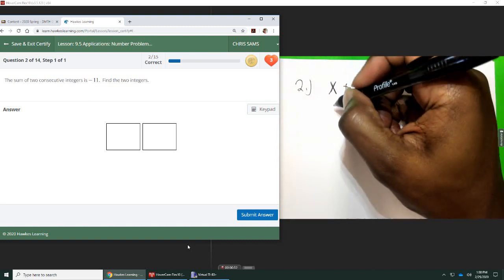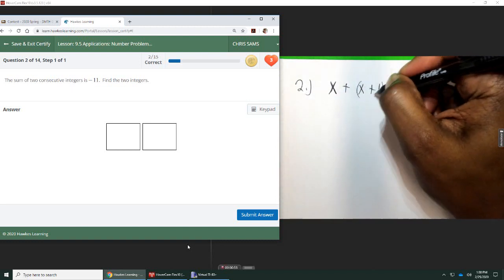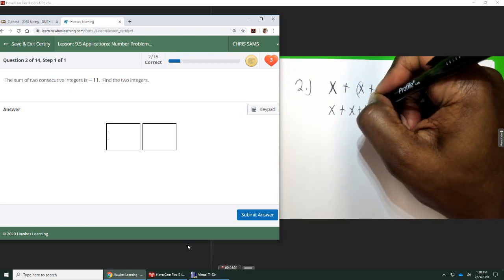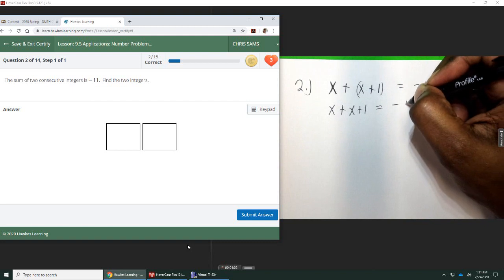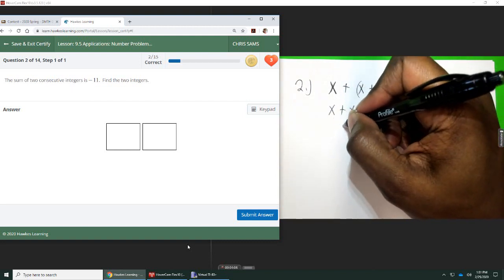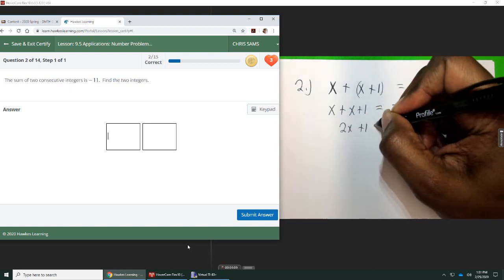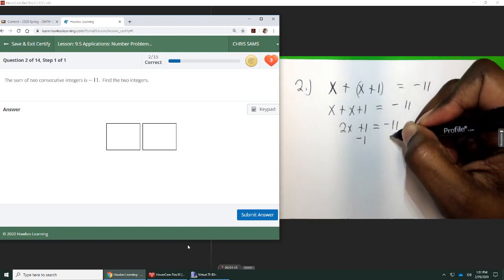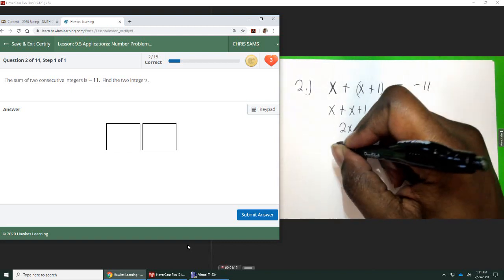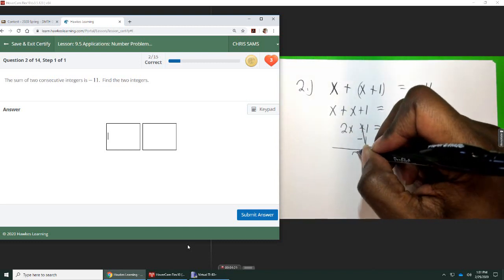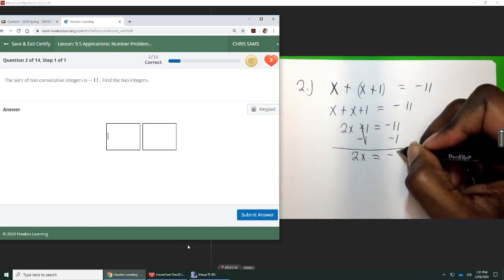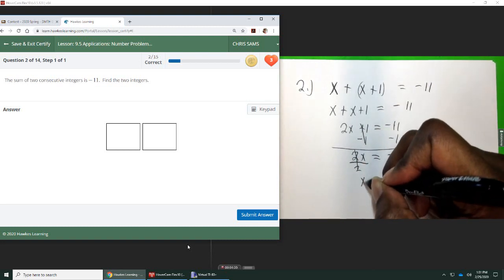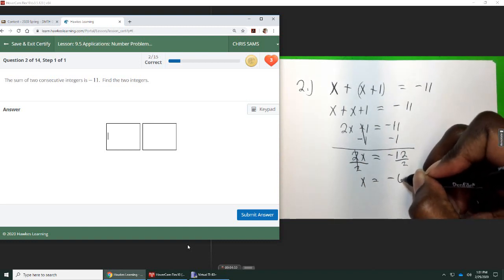If we solve this equation, we can't do anything in parentheses, so we'll just drop them, and we'll have x plus x plus 1 equals negative 11. Combine like terms, we get 2x plus 1 equals negative 11. Subtract 1 from both sides. The 1 cancels out. We bring down the 2x equals negative 12. Divide by 2. And we get x equals negative 6.